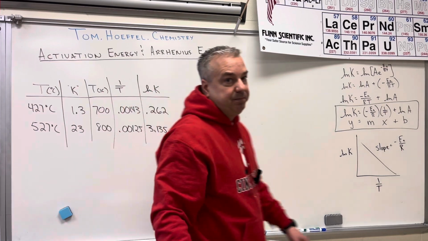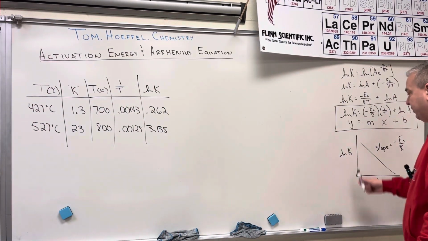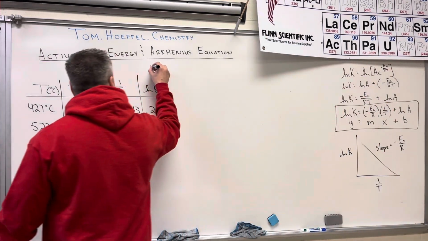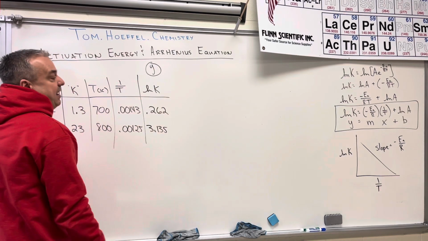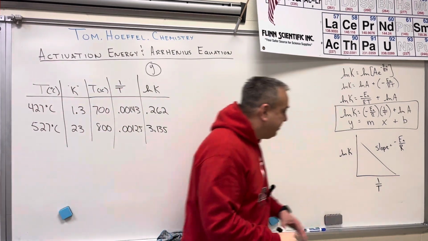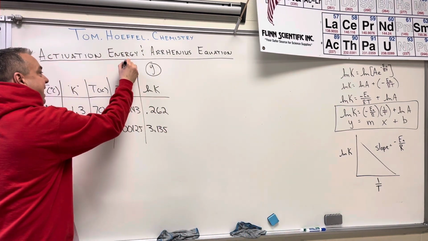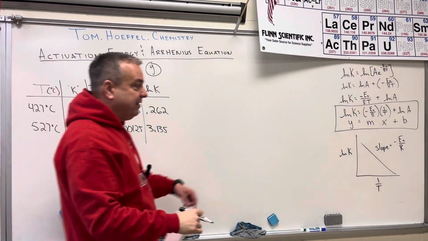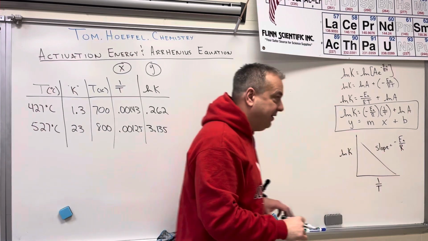Now remember, I did that so that I get this graph, okay? And if I get this graph, the natural log of K is really kind of like my y-axis, and the inverse temperature is really my x-axis, and I'm going to use these points in order to calculate the slope in order to get the activation energy.